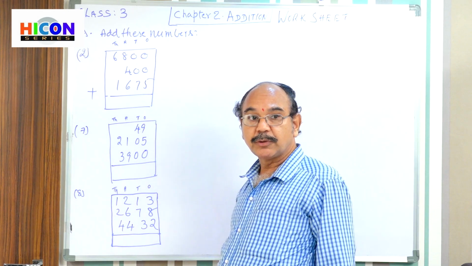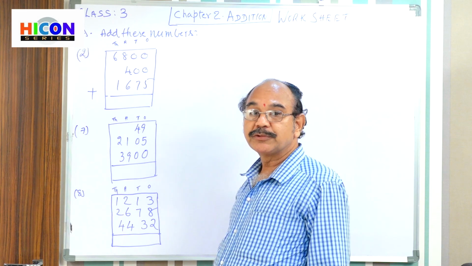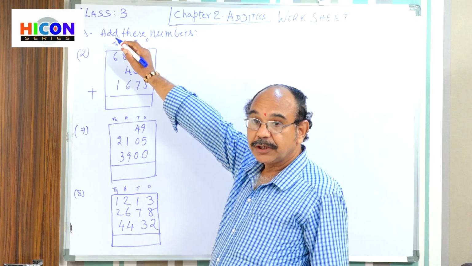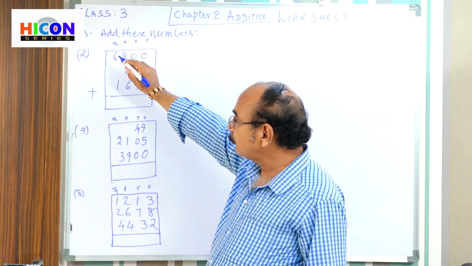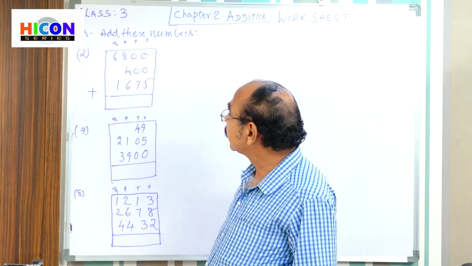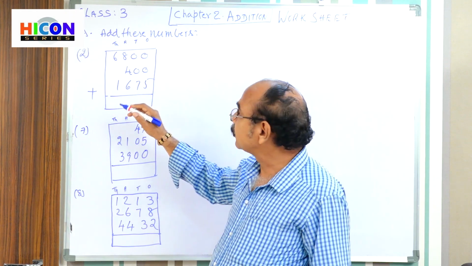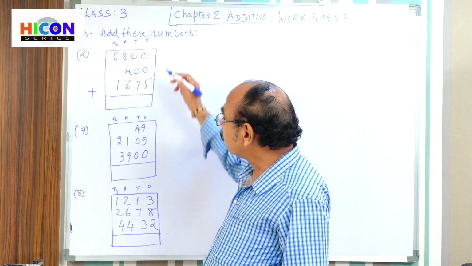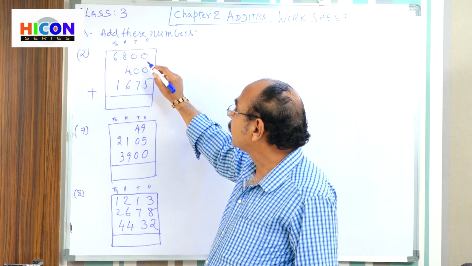In this worksheet also some models are there. Okay, let us discuss the problems given in the worksheet. See, here in section A, some problems are there. I will tell you the second one, seventh one, eighth one. With the help of this, you can solve the remaining problems in the worksheet. Add these numbers. Second one, see. What is the second question?